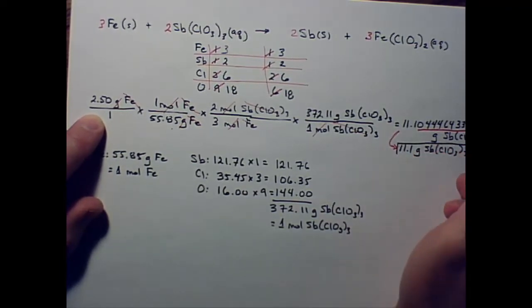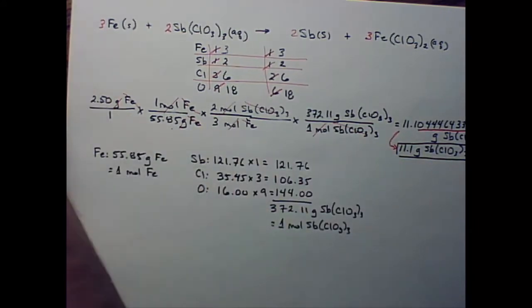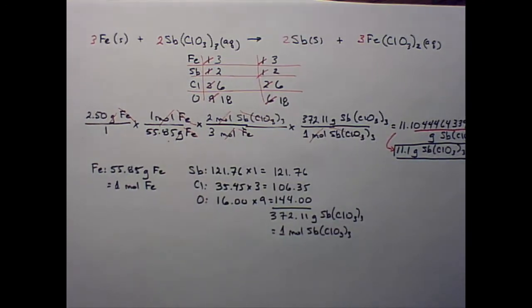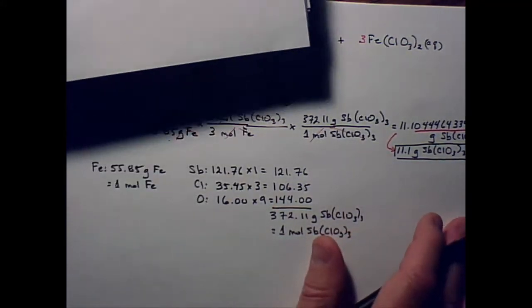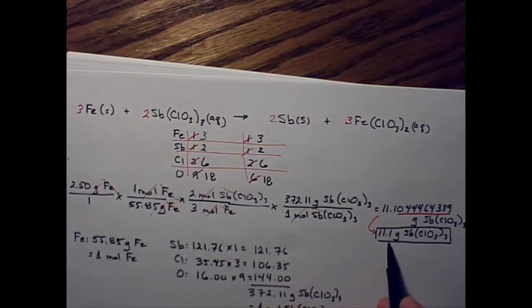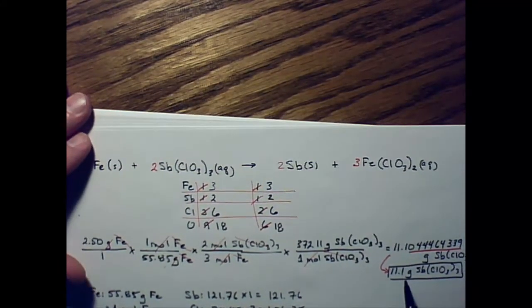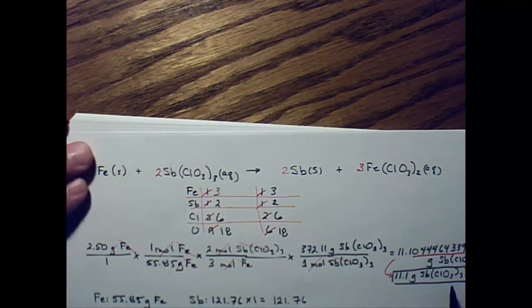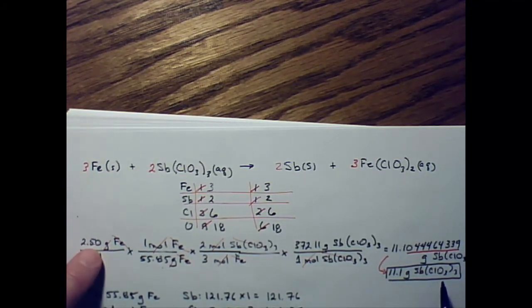All right, now we're going to use this to figure out what the limiting reactant is. Let's go back to the problem, and compare that number against the actual amount of antimony 3-chlorate given in the problem. Now, this number right here, this measured number, is the mass of antimony 3-chlorate required to fully react with all this iron over here.